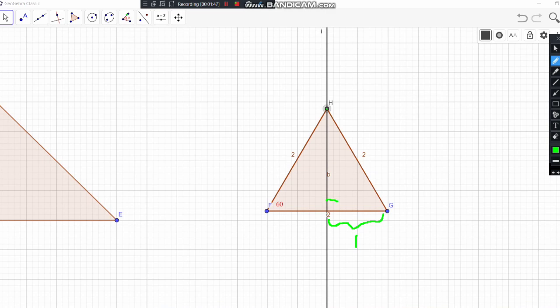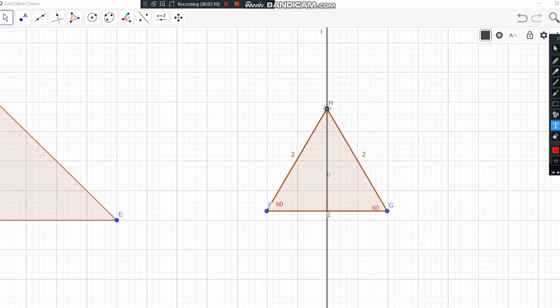Perpendicular means the angle between the lines is equal to 90 degrees. And we know that all angles are equal here. All angles are 90 degrees, right? So this angle is equal to, yes, 60 degrees.